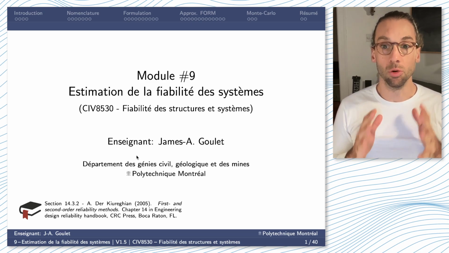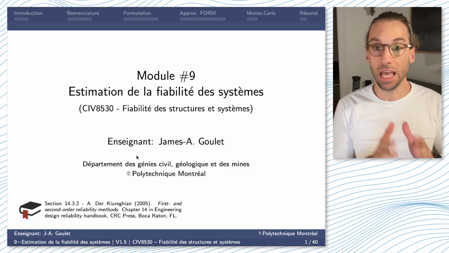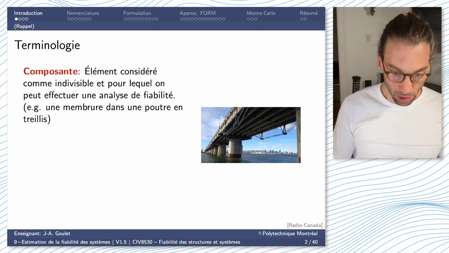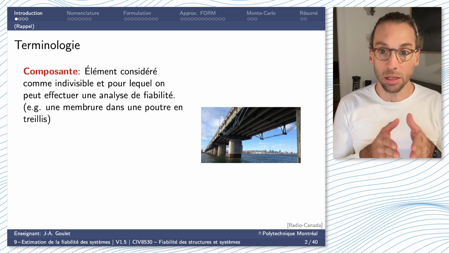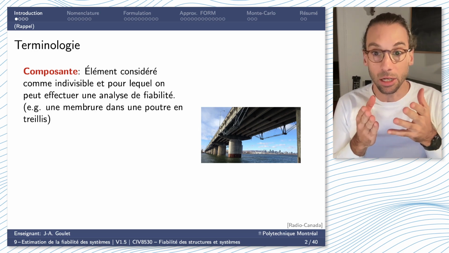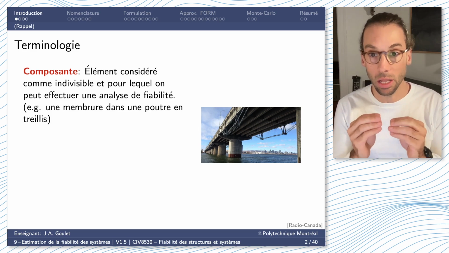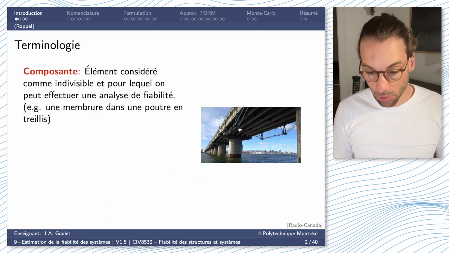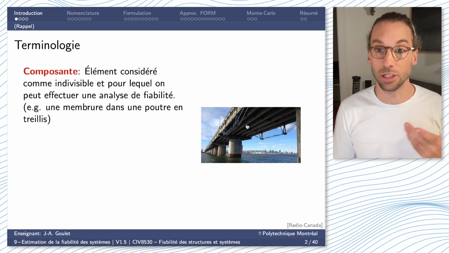In module 9, we're going to look at how we can take everything we've seen so far for a component and extend it for system reliability. In the previous module, we saw how to compute the probabilities of failure for a component, so single elements that are considered indivisible. For example, in a bridge such as this one, a beam would be considered a component.